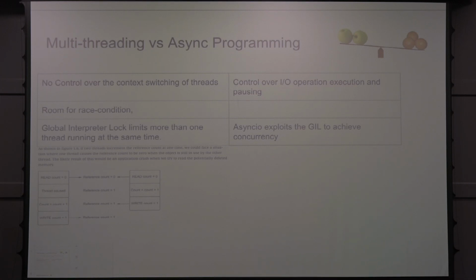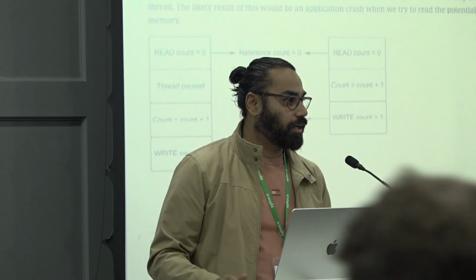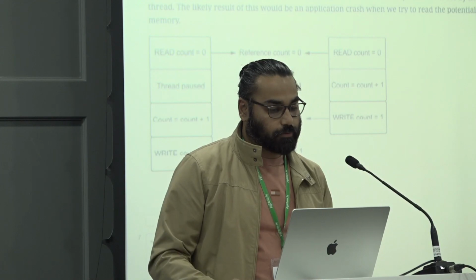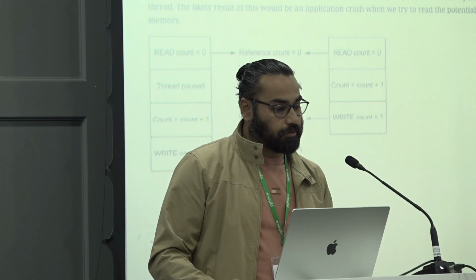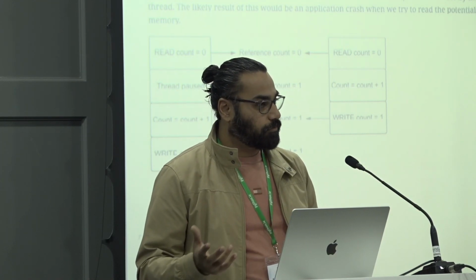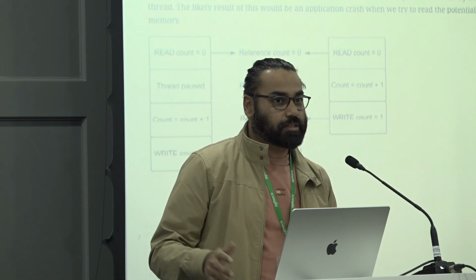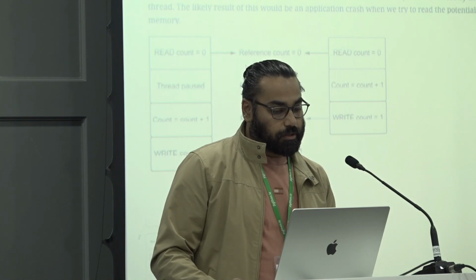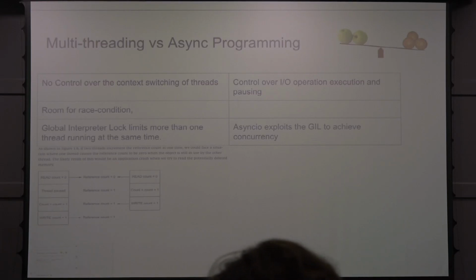So why are there so many ways, and why am I here to talk about async IO? Multi-threading has some cons or limitations. They are not exactly cons or limitations, but what I felt while I was trying to convert my application in Workday to async. I came to know that multi-threading, as we discussed, has no control over the context switching. I'll show you the example in a bit. And there's also room for race conditions.